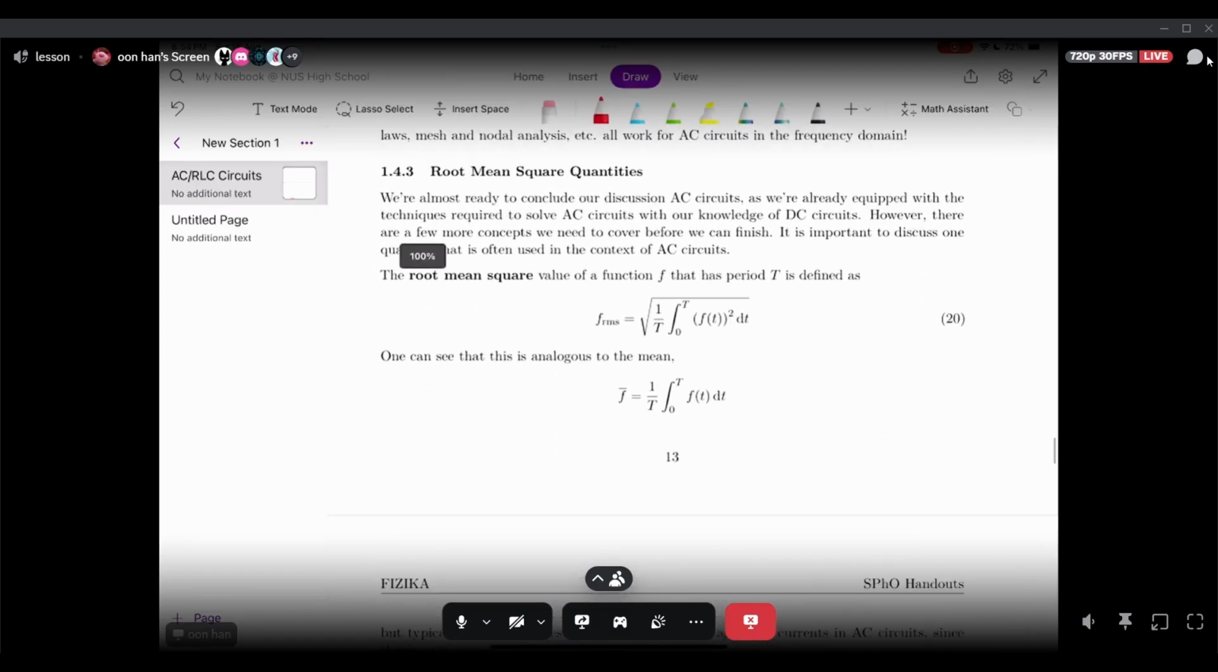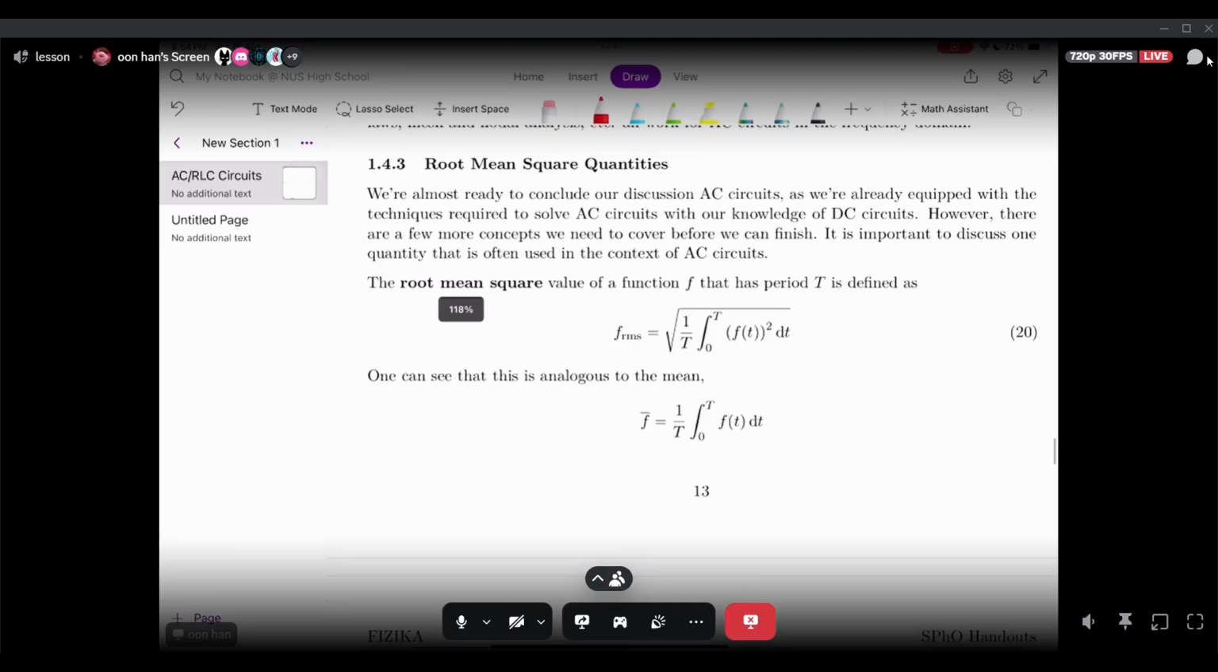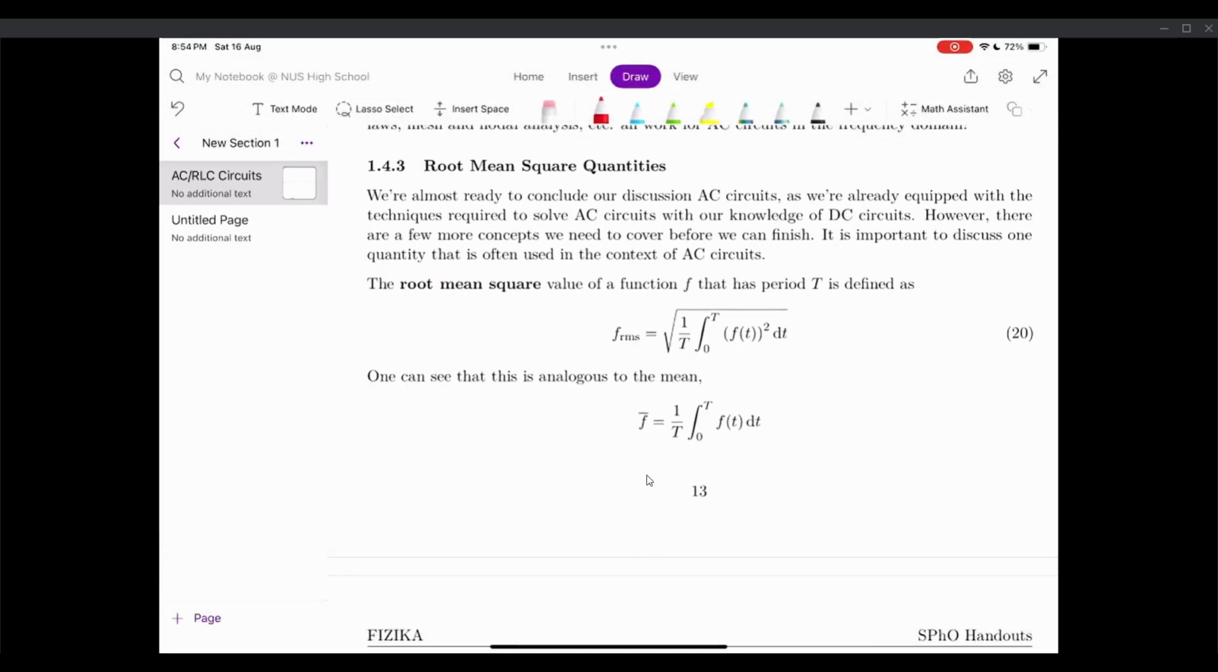Next thing I want to go through is root mean squared. Okay, actually, give me a second. Explain the last part again.